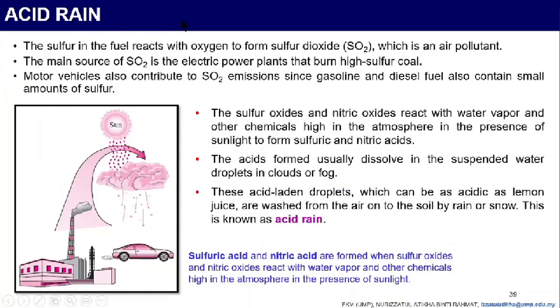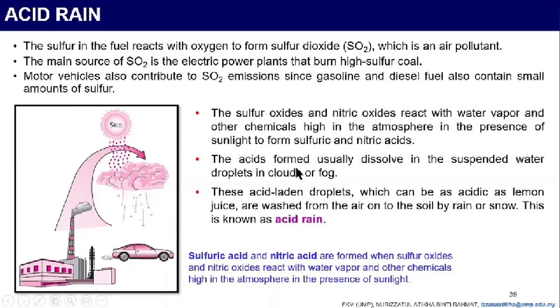How about acid rain? The sulfur in the fuel reacts with oxygen to form sulfur dioxide, which is an air pollutant. The main source of sulfur dioxide is the electrical power plants that burn high sulfur coal. Motor vehicles also contribute to sulfur dioxide emissions since gasoline and diesel fuel also contain small amounts of sulfur. The sulfur oxides and nitric oxides react with water vapor and other chemicals high in the atmosphere in the presence of sunlight to form sulfuric and nitric acids.